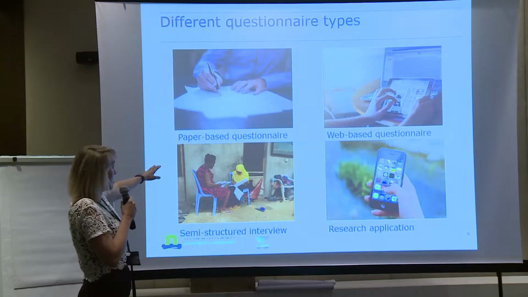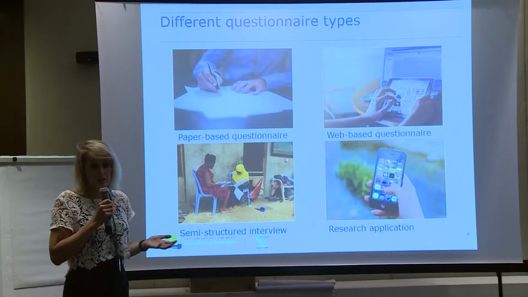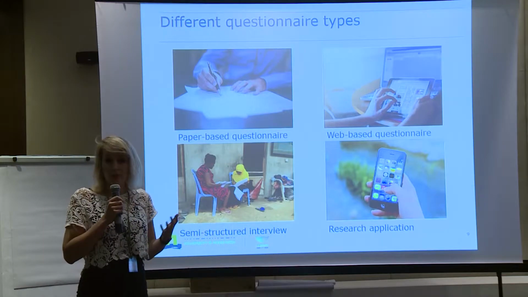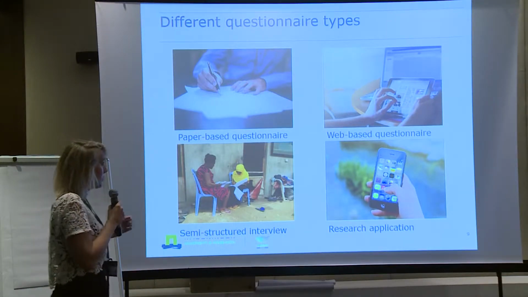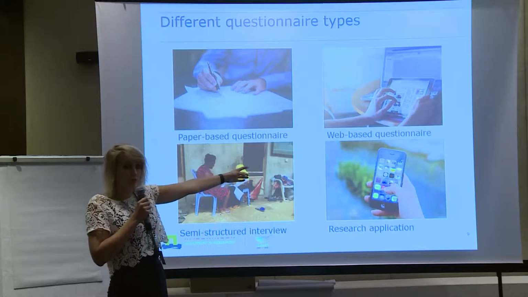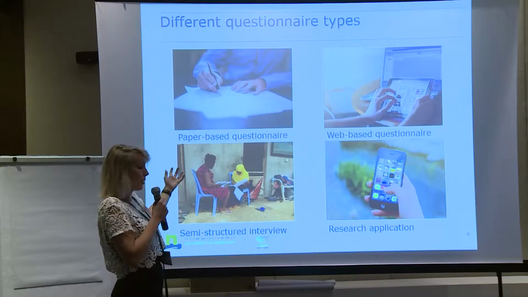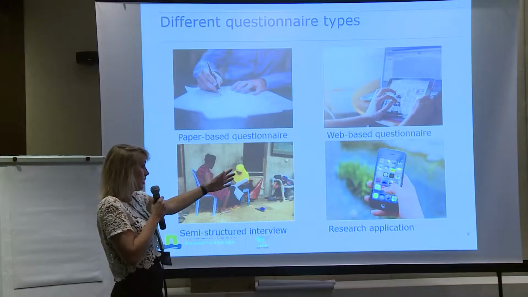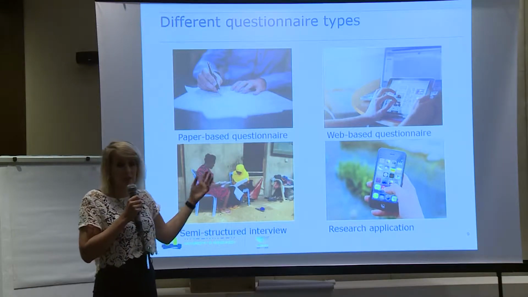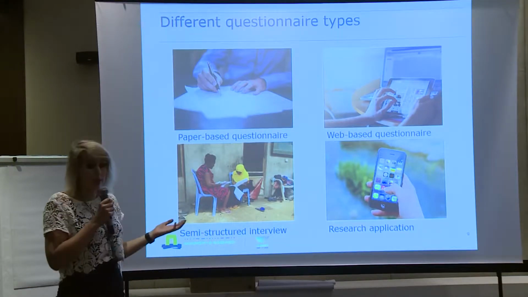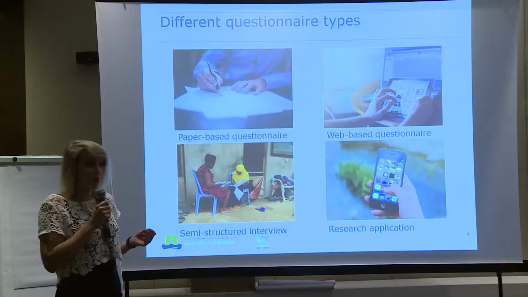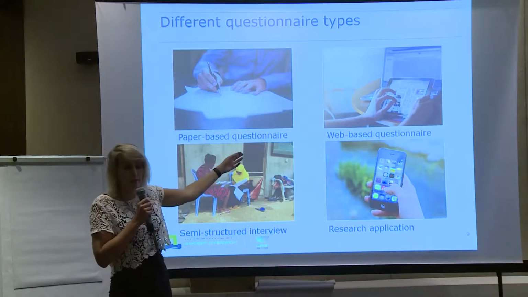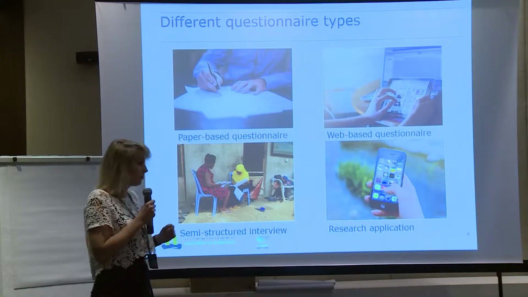So you've got the paper-based questionnaire. That's a questionnaire just on paper that people have to fill in themselves. So it's a self-reported questionnaire. Then you also have the web-based questionnaire. So that's actually the paper-based questionnaire on the internet. People can fill in the questionnaire on the internet, on their computer, or on the tablet. And in the Netherlands, for example, we use quite a lot of web-based questionnaires.